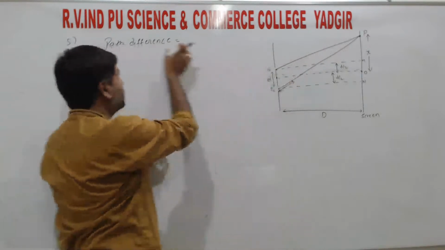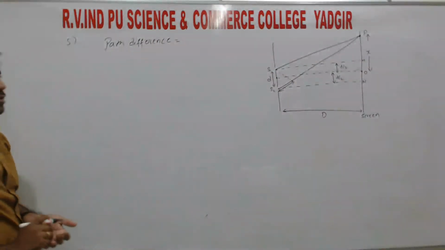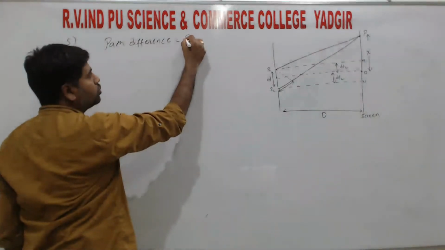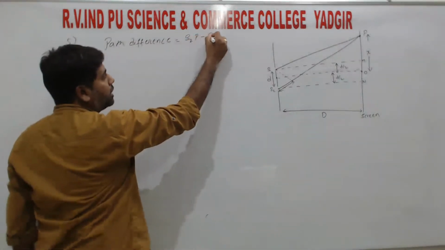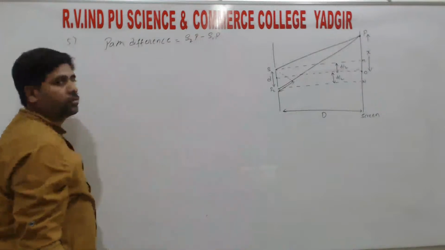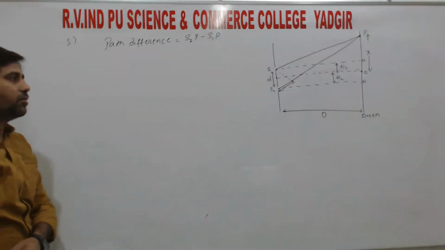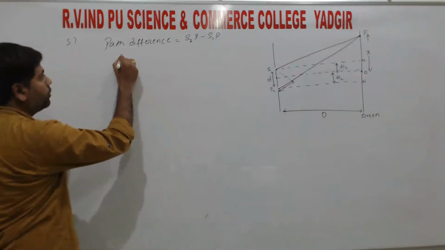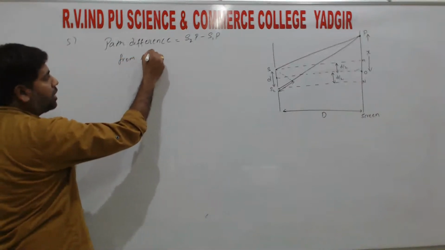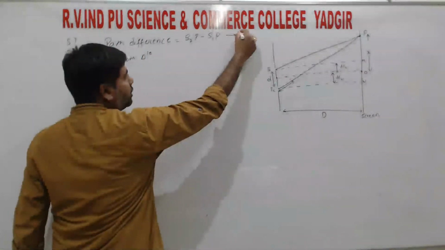So that we call path difference, right? So that path difference is equal to S2P minus S1P. So the difference in the distance, we call it path difference, right? So from the triangle, calling this one the first equation.